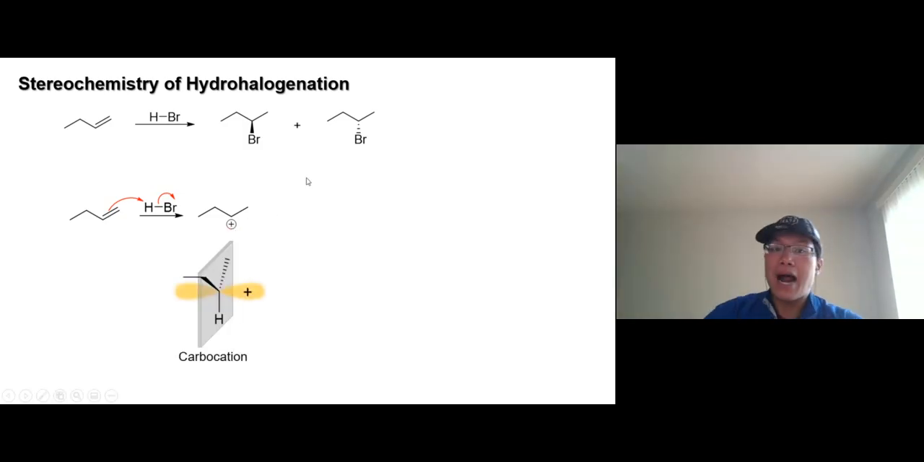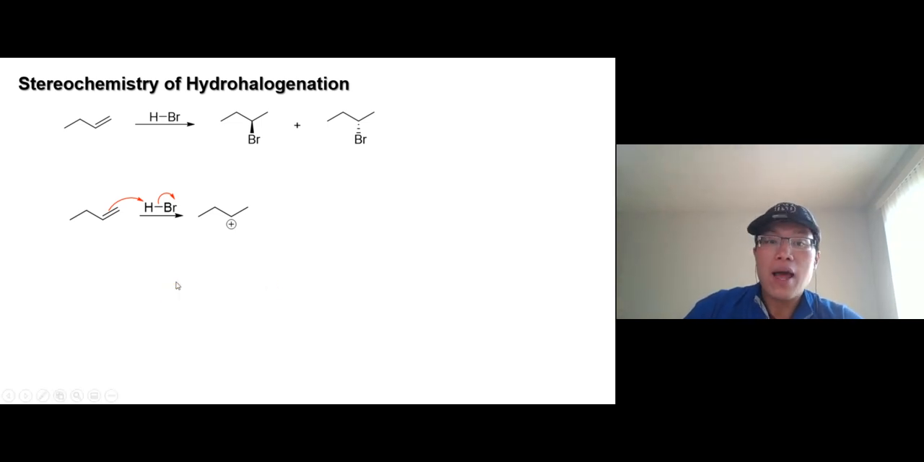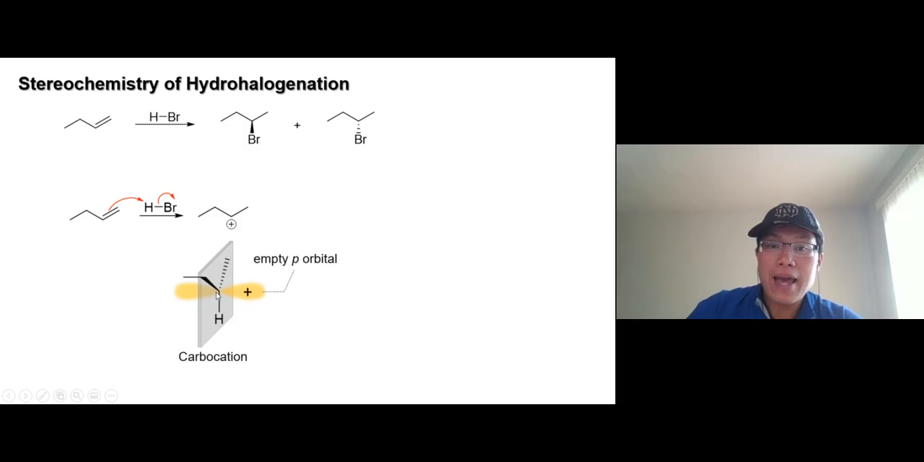Now, if you still remember, a carbocation is flat, right, and there is a space at the front, at the back, or top, or the bottom, depending on how you look at it, which means that bromine can attack from any direction, from the front or from the back. That's why you're going to get both wedge and dash lines, the enantiomer products. That is the stereochemistry of hydrohalogenation.